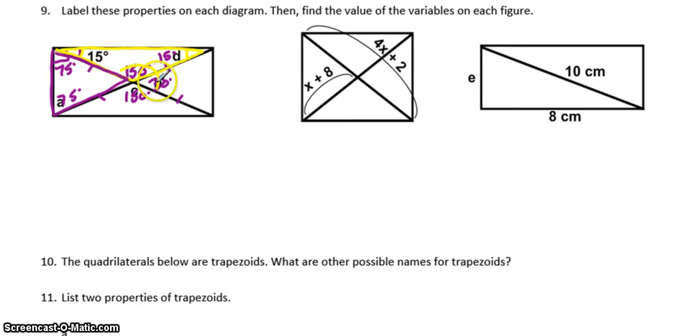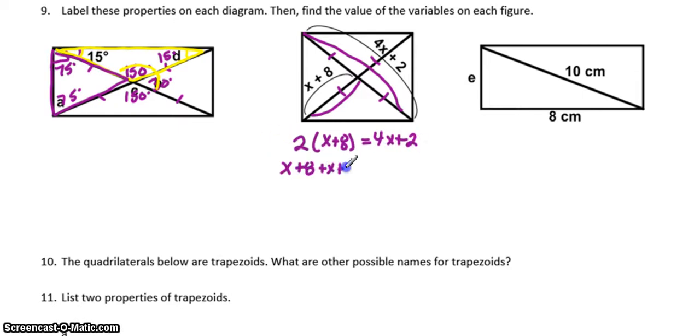Now, taking a look at the next one, we know that all the diagonals are congruent. And so we have that this whole diagonal is 4x plus 2, and this half of the diagonal is 8 plus x. Now, you might be tempted to set them equal to each other, but they're not equal. 4x plus 2 is much larger than x plus 8. That means we'll have to double x plus 8 in order to set it equal to 4x plus 2. So I'll write 2 times x plus 8 equals 4x plus 2. Now you could also write that as x plus 8 plus x plus 8 equals 4x plus 2.